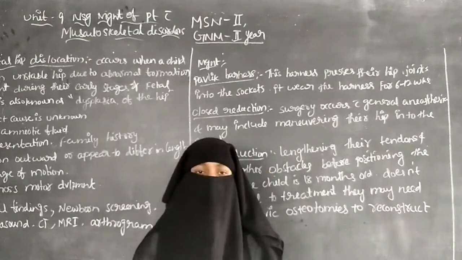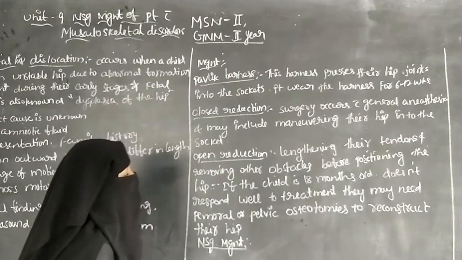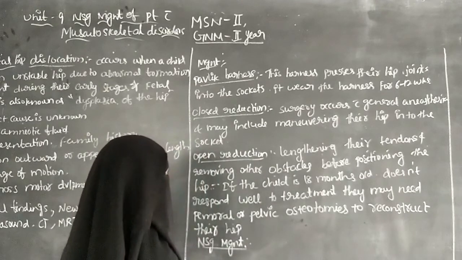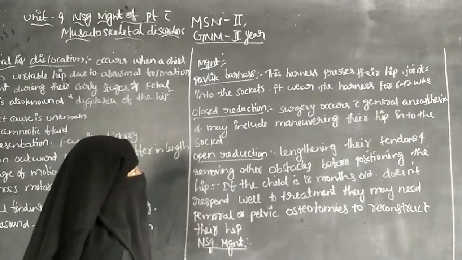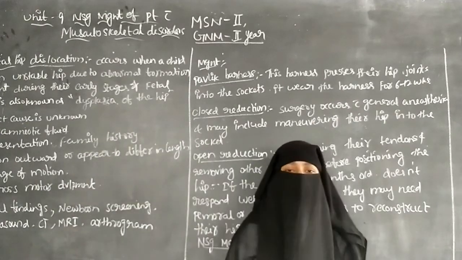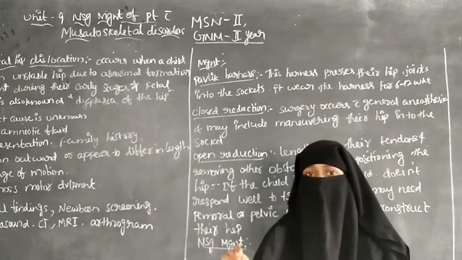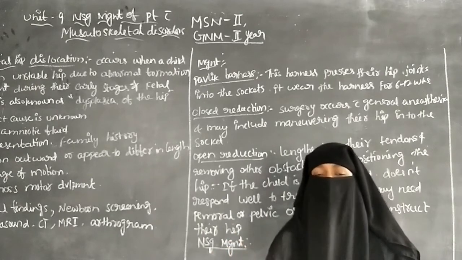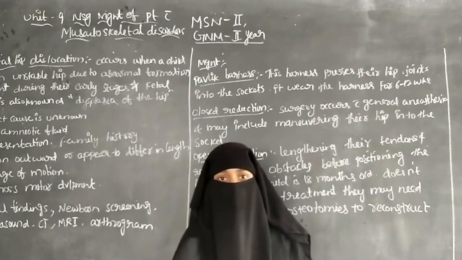Management includes the Pavlik harness. The Pavlik harness presses the hip joint into the socket, and the patient wears the harness for 6 to 12 weeks. The Pavlik harness is like a splint. The splint can support the dislocated joint.